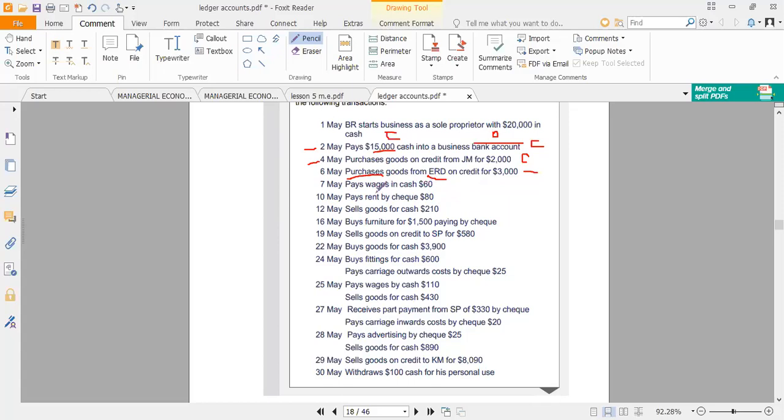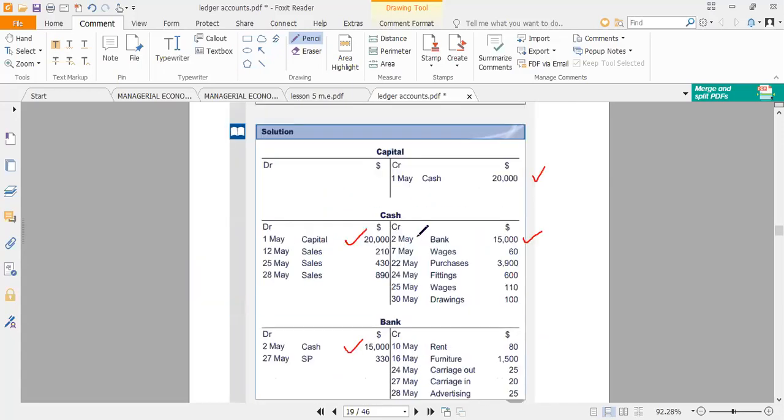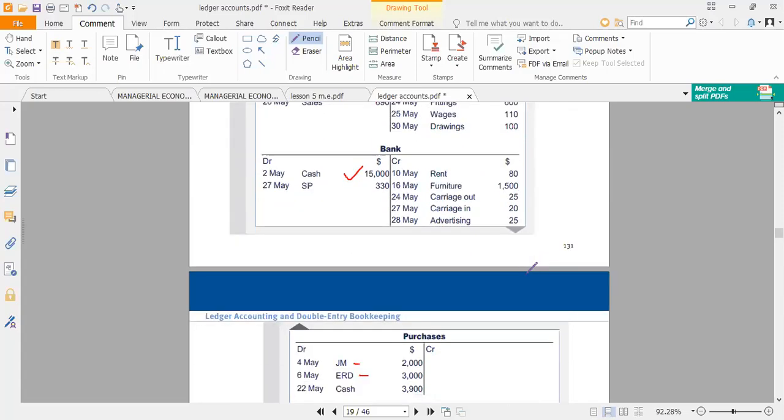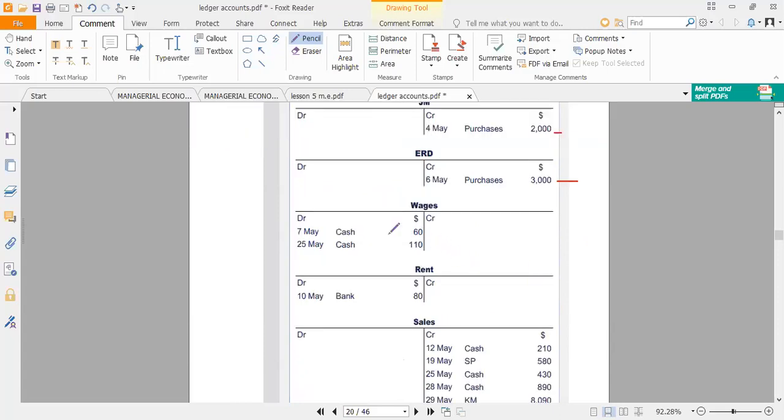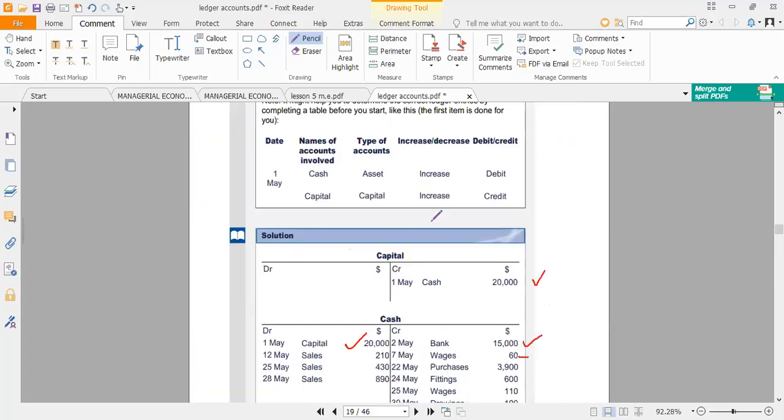Because we are receiving the service of the wages. A wage is an expense. So remember, cash account, we are going to credit under wages, 6th quarter. Then wages account, we're going to debit, because we're receiving the service. Correct. Next.